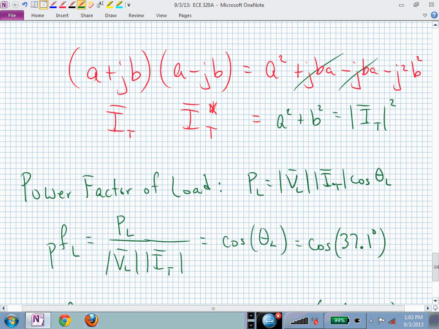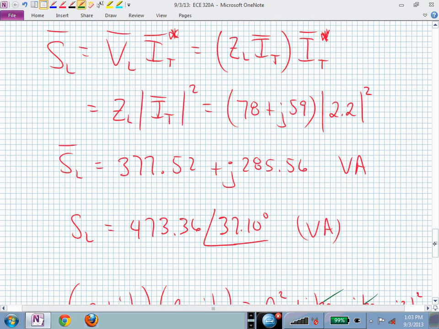And if you wanted to, you could sketch your power triangle for this piece of the circuit. It would have a real part of 377 and an imaginary part, or a reactive part, of 286, and you have the hypotenuse, which is 473, which is your apparent power.